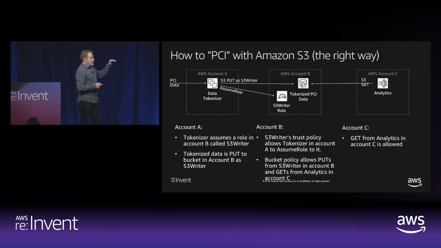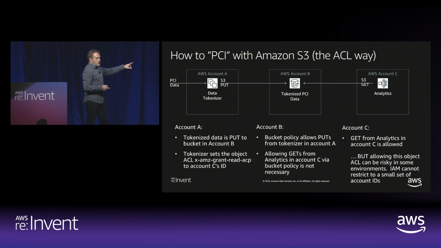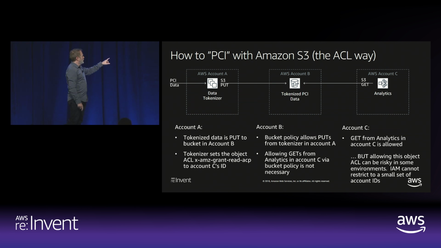If we were to have accounts D through Z in this model, it's a lot easier because they don't have to worry about the ACLs because all the objects are owned by account B. In the previous model, we're actually writing this grant read ACP with a specific account ID. If you go and add account D, then you have to go back, and maybe you want account D to have access to all those objects. You have to go back and reset all those ACLs to include account D. Oh, and then account E comes along. You've got to go back and do the same thing. And maybe by that time, you're up to billions of objects.